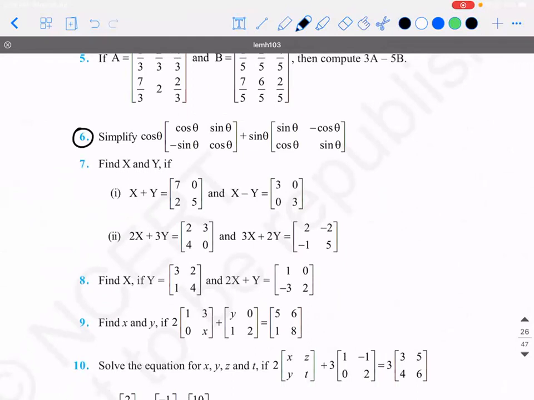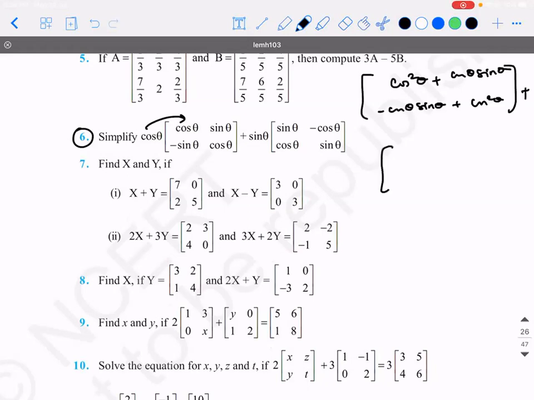So what is the answer for the sixth problem? Cos theta multiplied with the whole matrix. You will get cos square theta plus cos theta into sin theta, minus cos theta sin theta plus cos square theta. That is the first matrix. Plus, what is going to be the second matrix? Sin square theta, minus sin theta cos theta, then plus cos theta sin theta, and plus sin square theta.